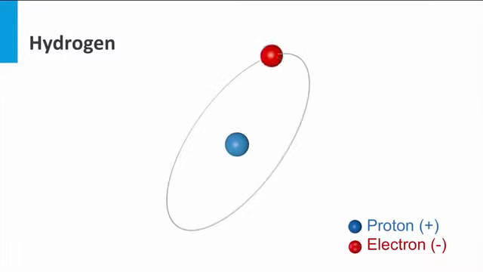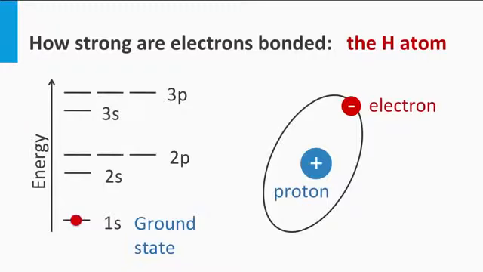The hydrogen atom has a nucleus consisting of one proton. The proton is positively charged. Around this proton, the much lighter electron is moving in orbits. The electron is negatively charged. This relatively simple system can be described by complex laws of quantum mechanics, like the well-known Schrödinger equation.